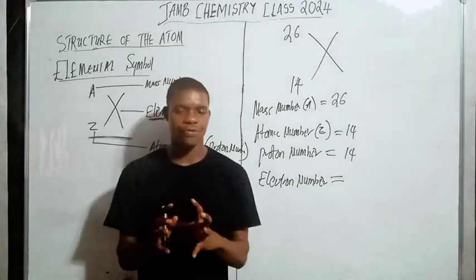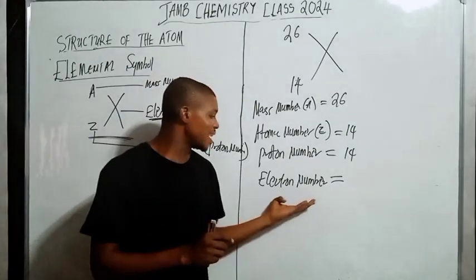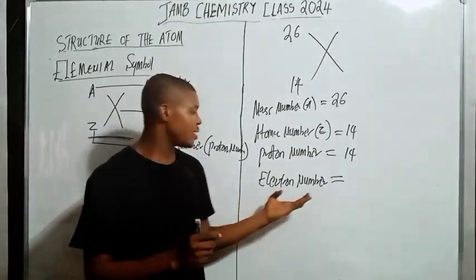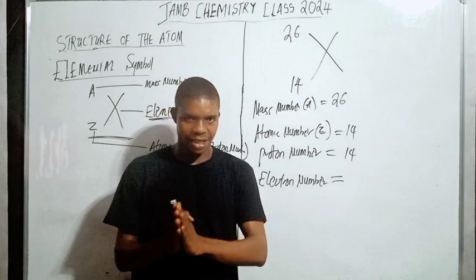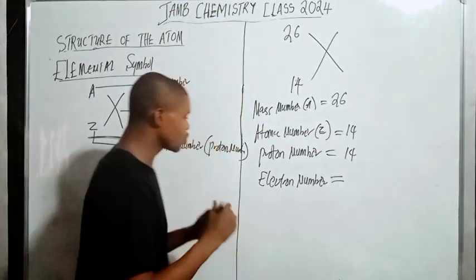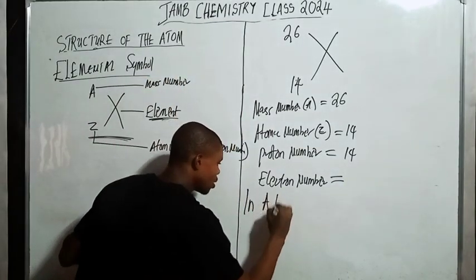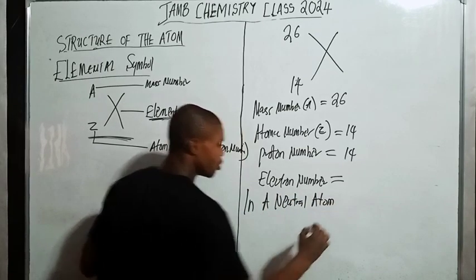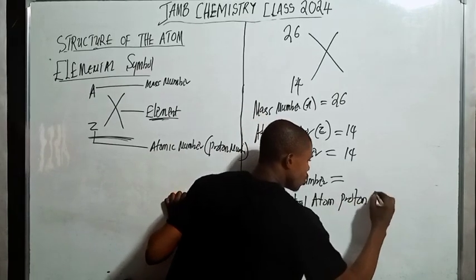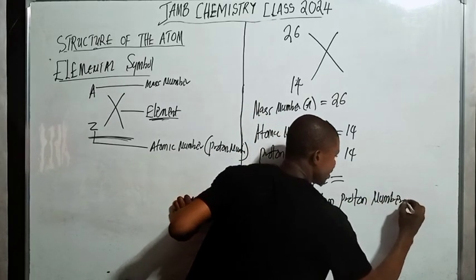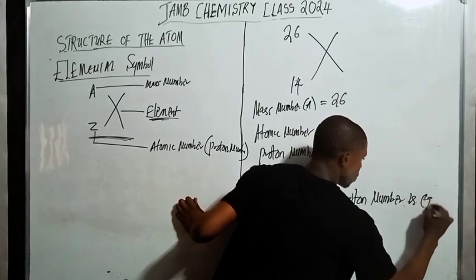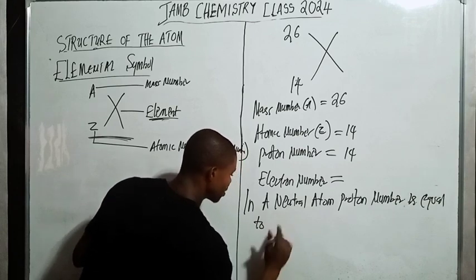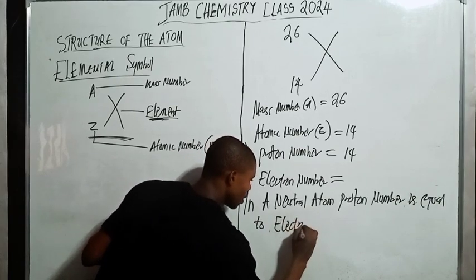Now remember, there's something I didn't explain very well for you. In a neutral atom, please look up here, the proton number and the electron number are the same. In a neutral atom, proton number is equal to atomic number, is equal to electron number.